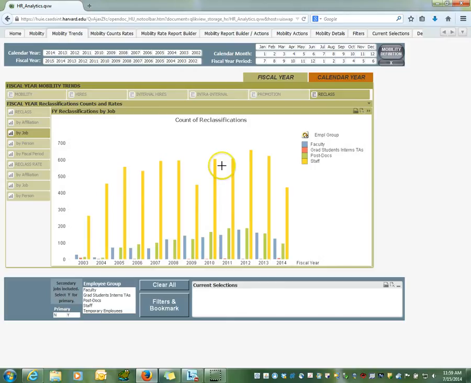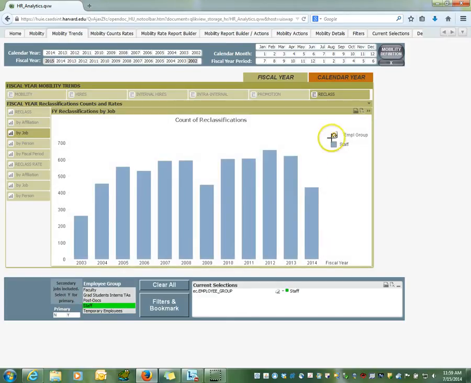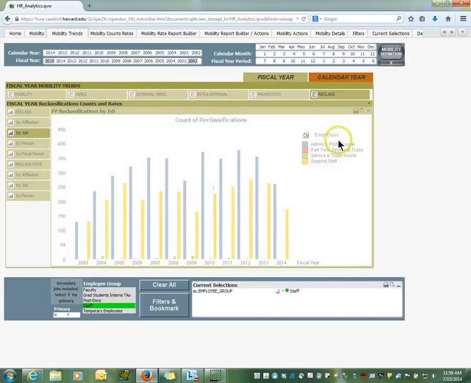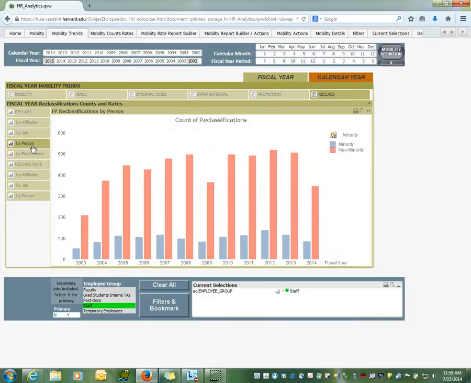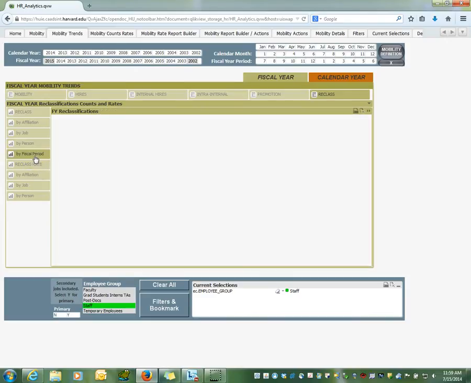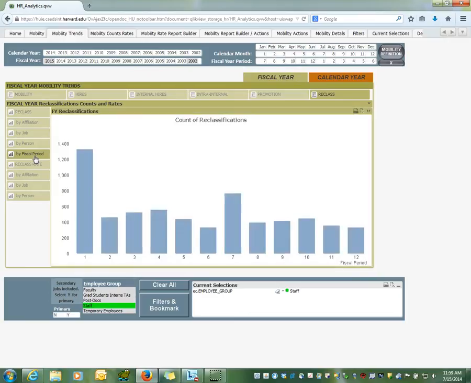Same thing with jobs, so you can look at staff. So I've clicked on the staff, and then you can flip the cycle down to begin to look at what the story is with the breakdown of admin and professional and support staff and the service and trade groups. You can look at things by person. This last one lets you look at fiscal period. So this is the counts of reclassifications by month.